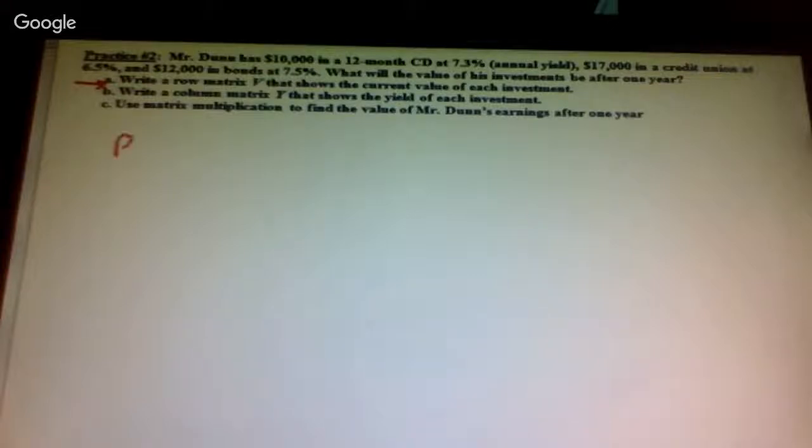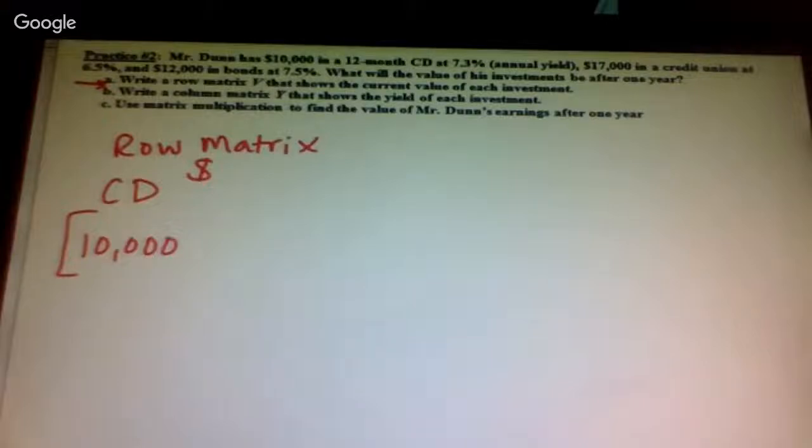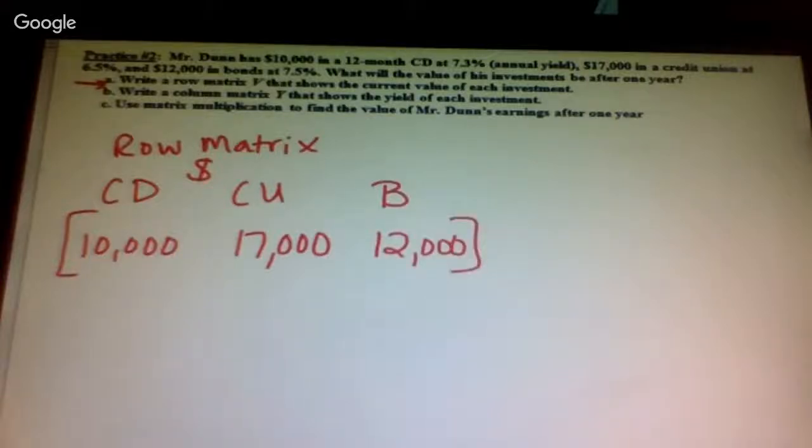Write a row matrix that shows the current value of each investment. So, I need a row matrix that shows the money in each account. How much is in the CD? $10,000 in the CD. Then we've got the credit union that has $17,000. And we have bonds, $12,000.